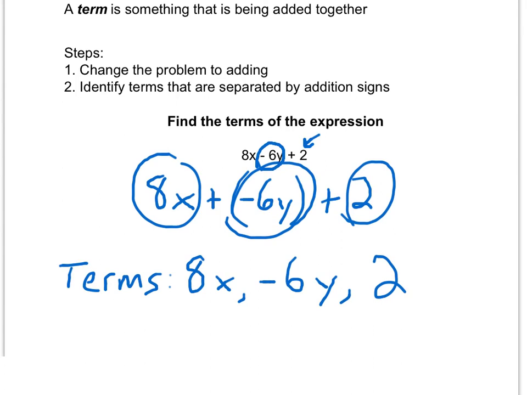And again, I will expect you to show this work right here. Change the problem to adding. I want you to get used to that. Do not just list the terms by looking at the problem itself. Show me how you change it to adding, then show me what the terms are. Alright, and that's your lesson for today. Get to work.